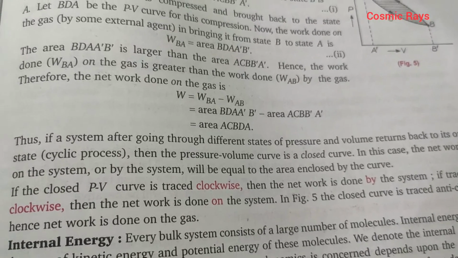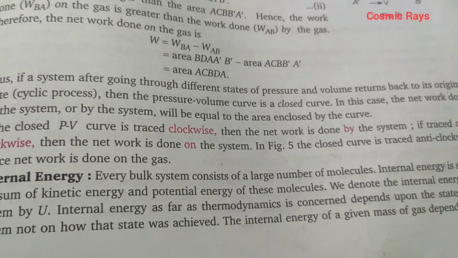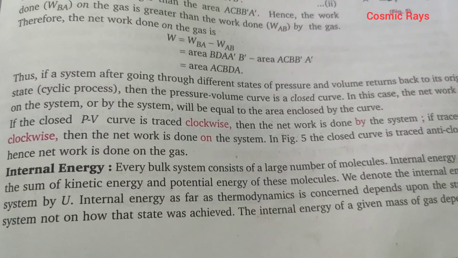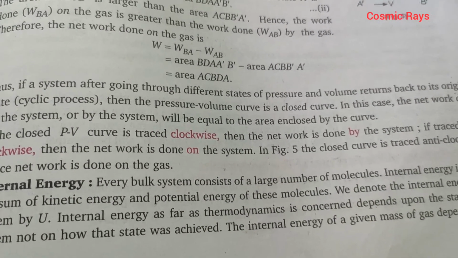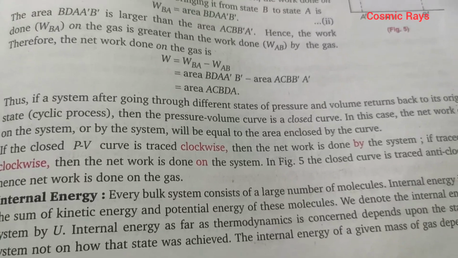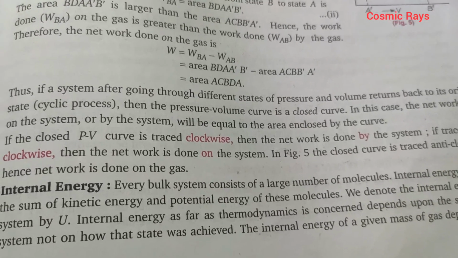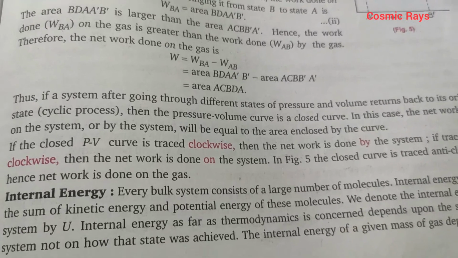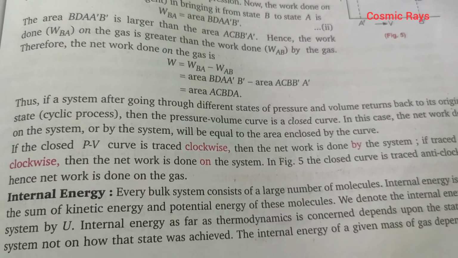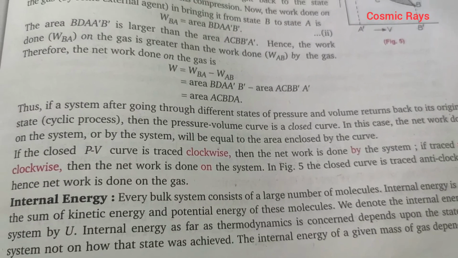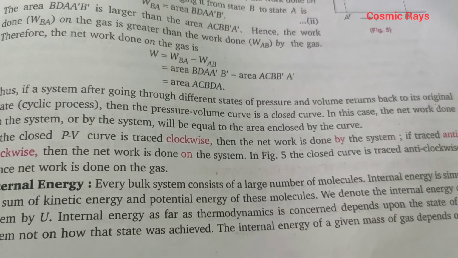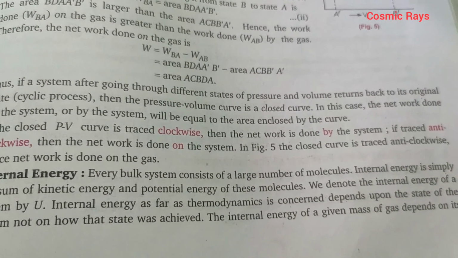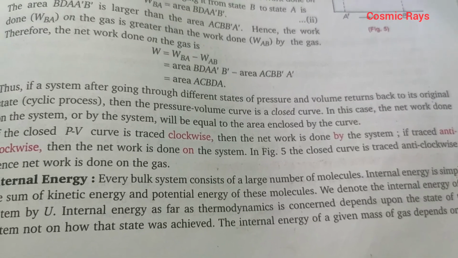So total internal energy of a system is basically the sum of its kinetic and potential energy of the molecules which are contained in the system, and it is denoted as capital U. And this internal energy depends upon the final state of the system. It does not depend upon how it was achieved. It simply depends upon the final state.